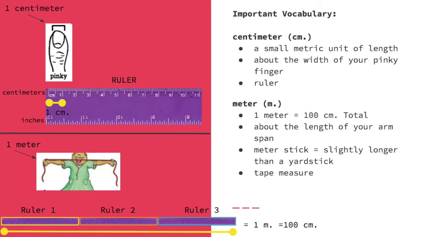Down below, you can see an image of a silly person holding a piece of yarn with her arms wide open. That's to remind you that 1 meter is about the length of an arm span. But like the pinky measurement, it's just an estimate. It's not exact. Now, 1 meter is also about the length of 3 rulers, plus a little extra. 1 meter is also equal to 100 centimeters. Don't forget that detail.